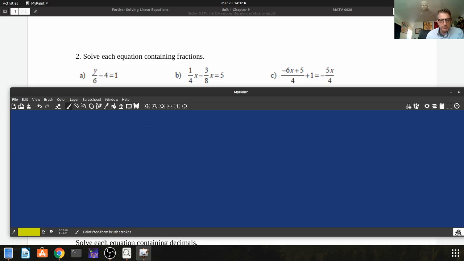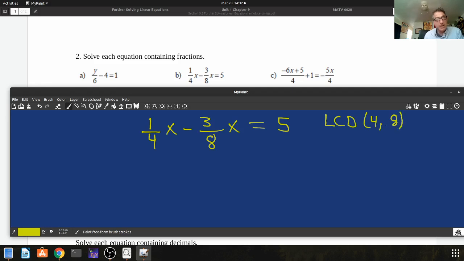So let's do this one. So I have 1/4 x minus 3/8 x is equal to 5. So we ask ourselves the question, what is the LCD of 4 and 8? We know that the LCD of two numbers is always greater than or equal to the largest of the two numbers, and it's equal to the largest of those two numbers, in this case 8, if the smaller of the two divides it. So the LCD is equal to 8.